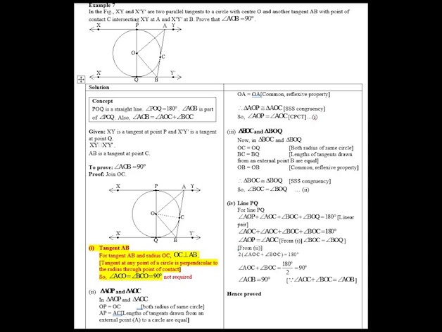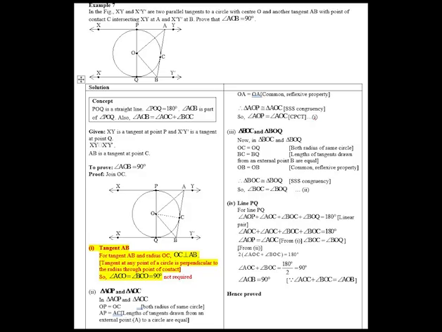Given XY is a tangent at point P and X'Y' is a tangent at point Q. XY is parallel to X'Y'. Also, AB is a tangent at point C. We need to prove that angle AOB is equal to 90 degrees. Let us join OC.